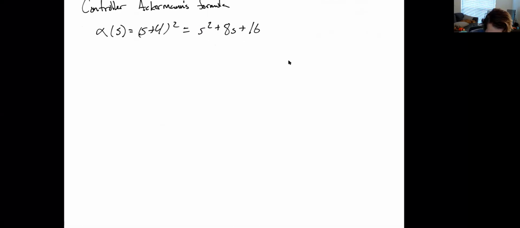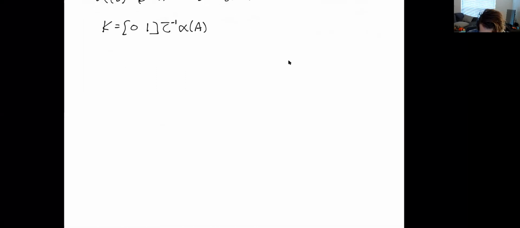All right, and then Ackermann's formula says K is equal to 0, 1, a row vector of all zeros with the last element equal to 1, times our controllability matrix inverted, times the characteristic equation of A, when we input A into it.